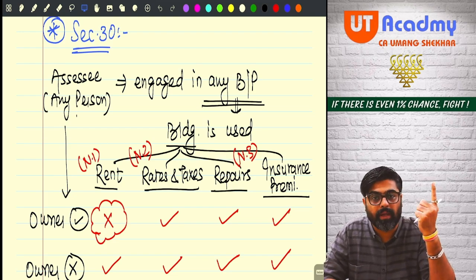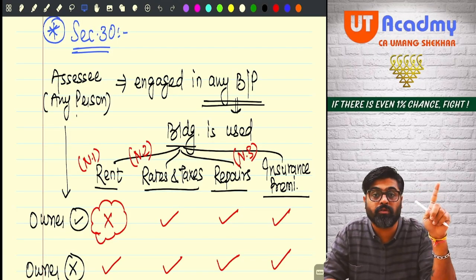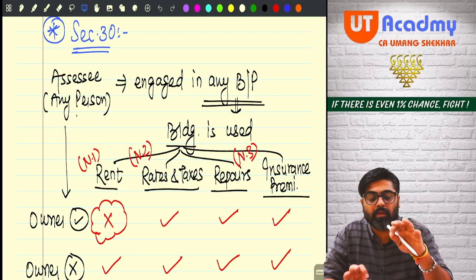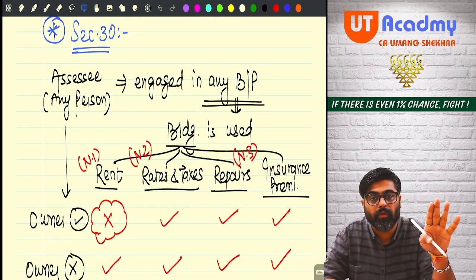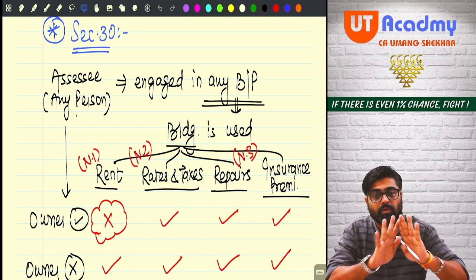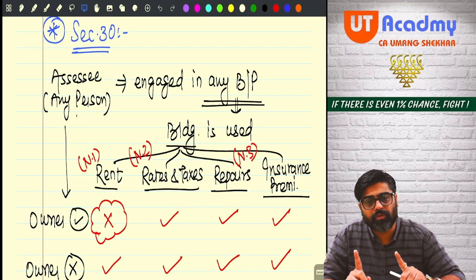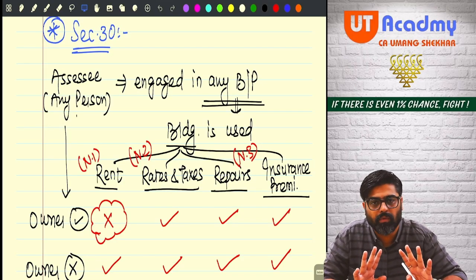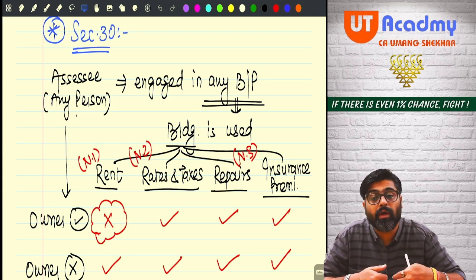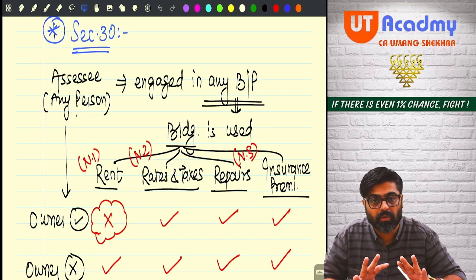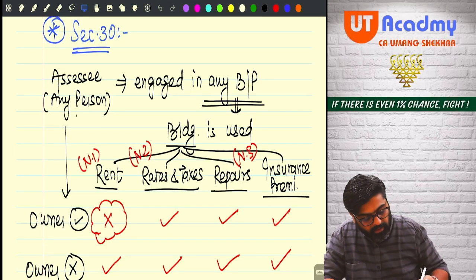So unlike your house property head, where the taxes paid to local authority for the property was only allowed in the form of municipal tax, yes or no? Here they are saying that whatever rates and taxes which are related to your property, related to your building, which is used for business or profession, all such taxes, all the rates will be allowed as a deduction. But wait, if those rates and taxes are paid by you as an owner, then also it will be allowed. And if you are the tenant, if you are using a building which does not belong to you, which you have taken on rent, for that building also whatever rates and taxes you have paid will be allowed as a deduction.